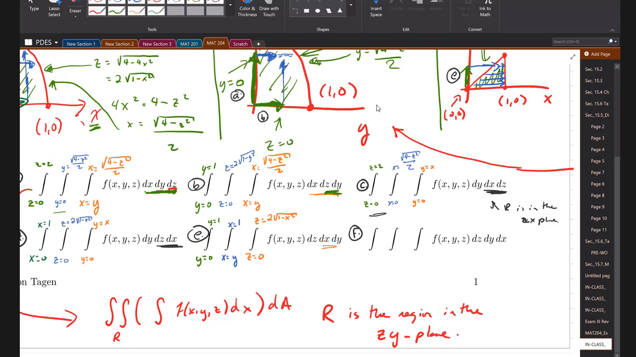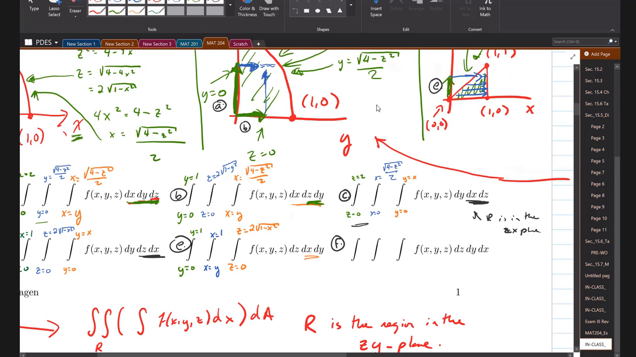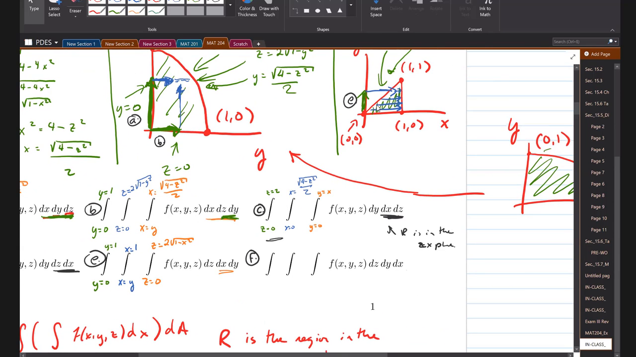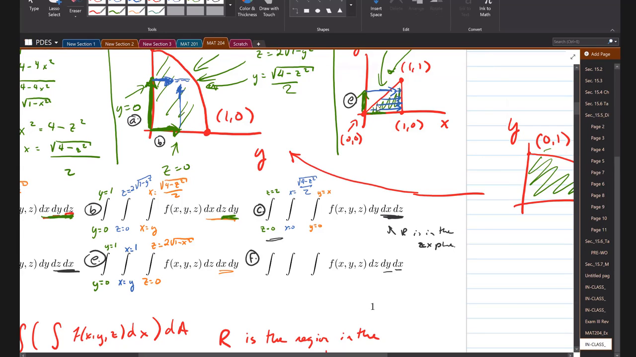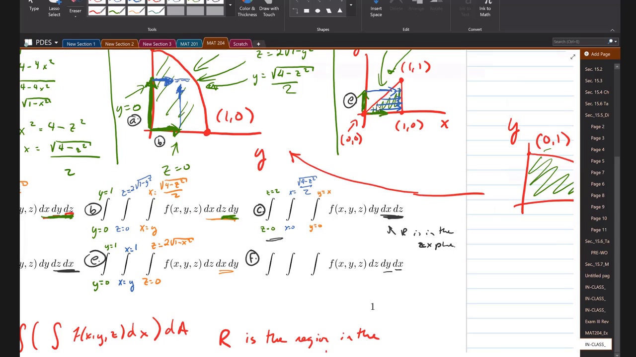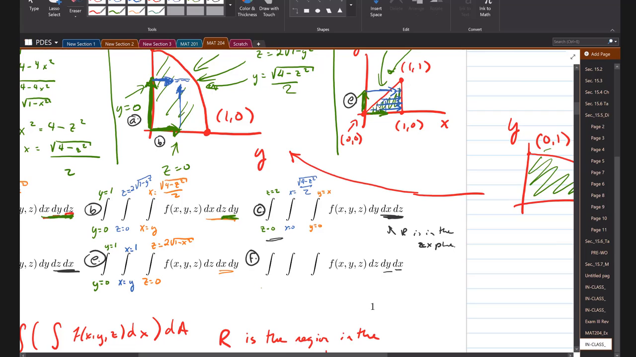Okay, so let's look at f here. For f, we've got dx and dy, so that we're in the xy plane. We're going to first go out a particular x value and then up a particular y value. So I can see that my x values are free to range from x equals 0 to x equals 1. My y values start at 0 but stop when I hit the line y equals x.